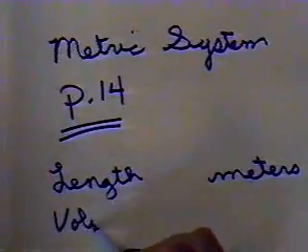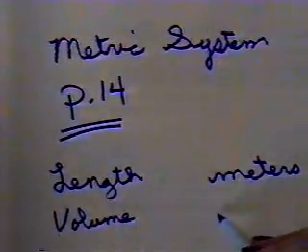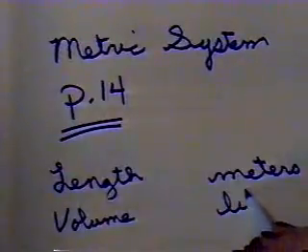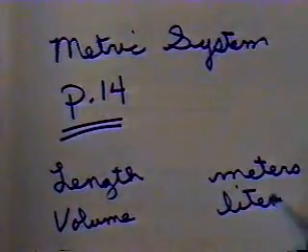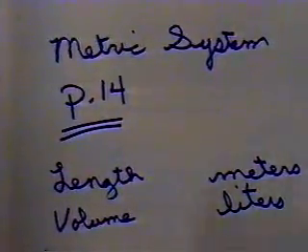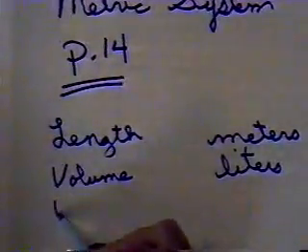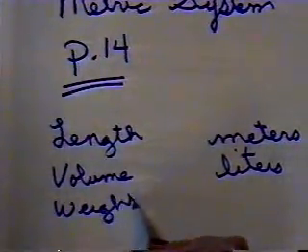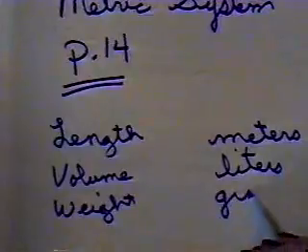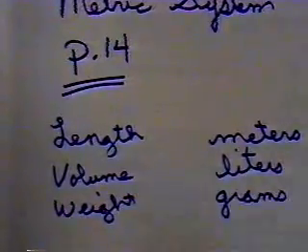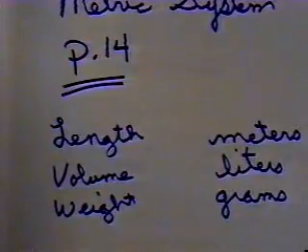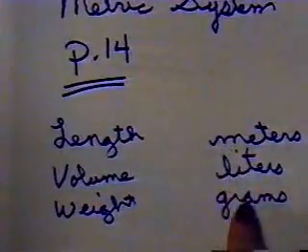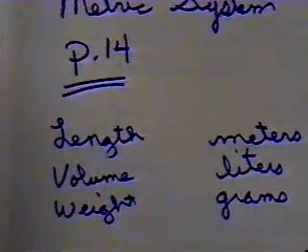Volume is measured in liters. Weight is measured in grams. Now, in the metric system, besides these three basic units, we can take fractions of each one of these units.